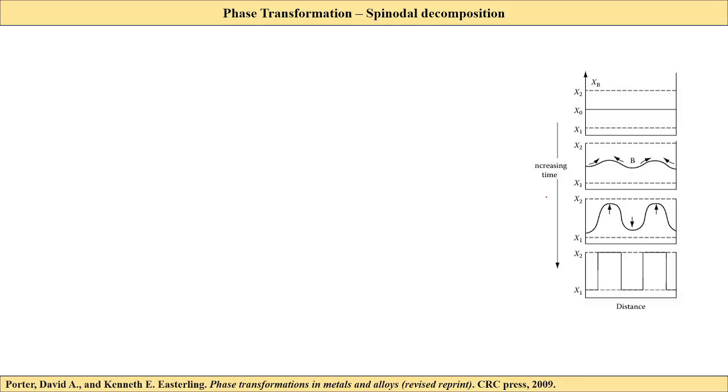Now, this is what happens. At first I was at x0 composition, when I was at T2. When I was at T2, I was maintaining my composition as x0. And even when I quench my sample, when I quench my sample, which is not to room temperature.